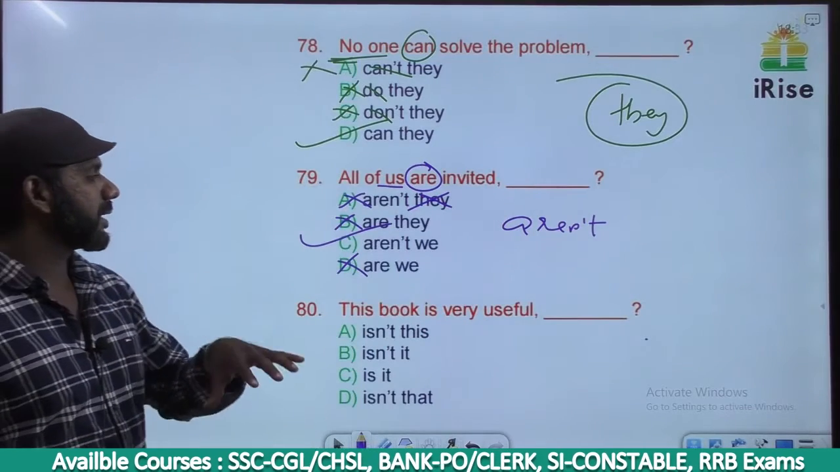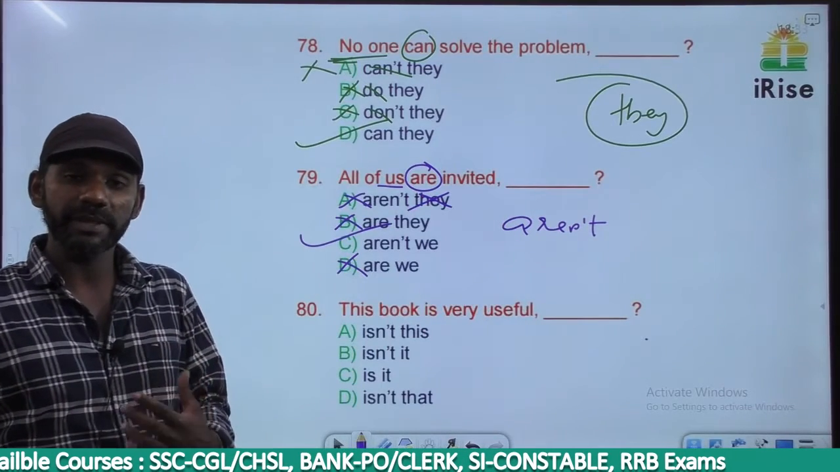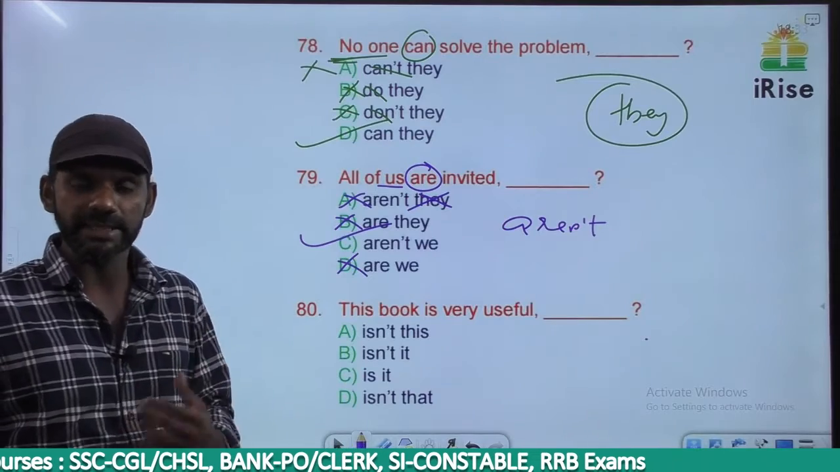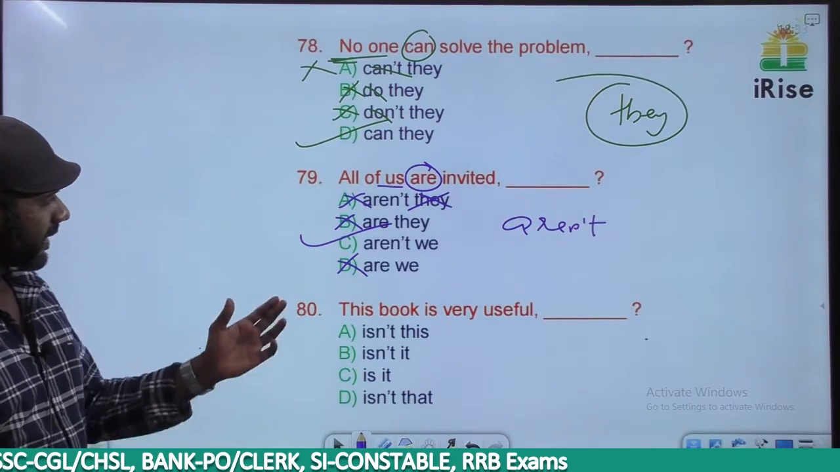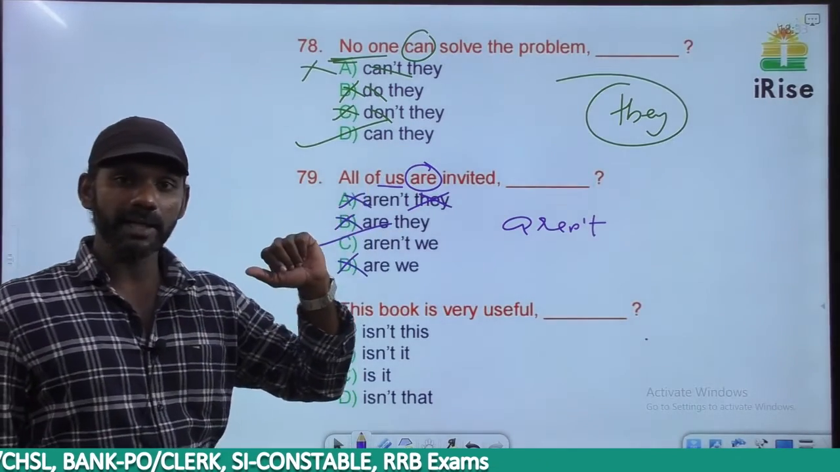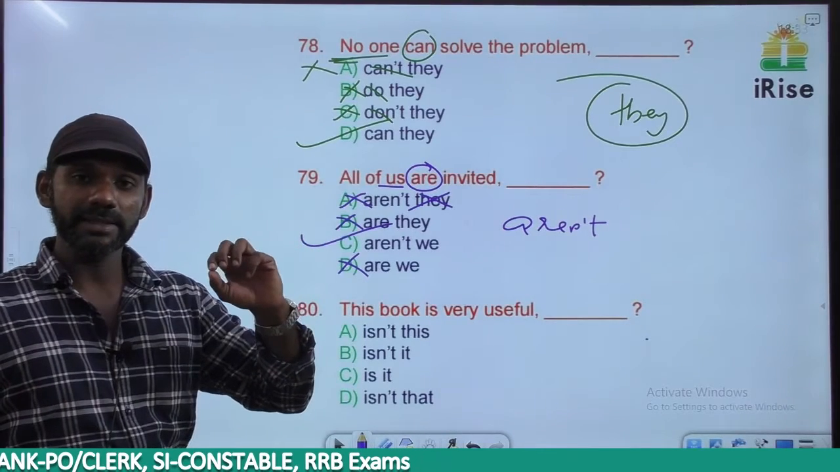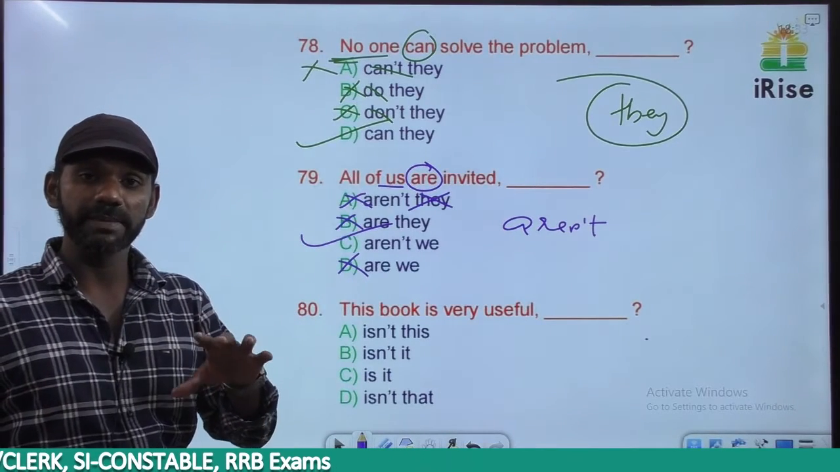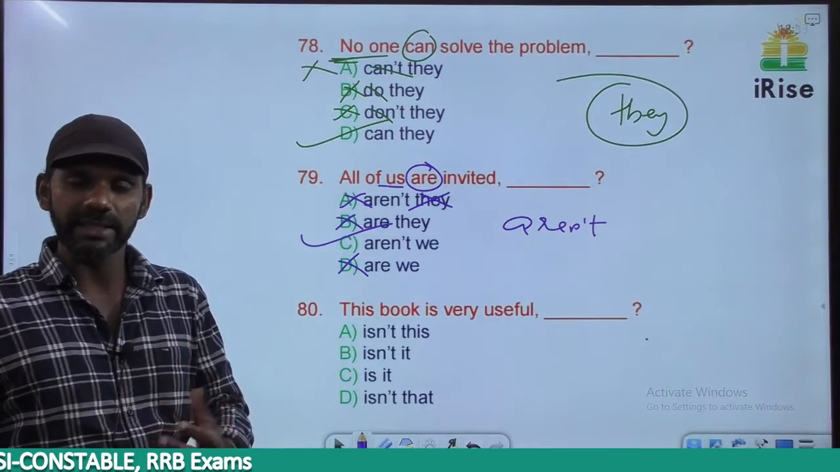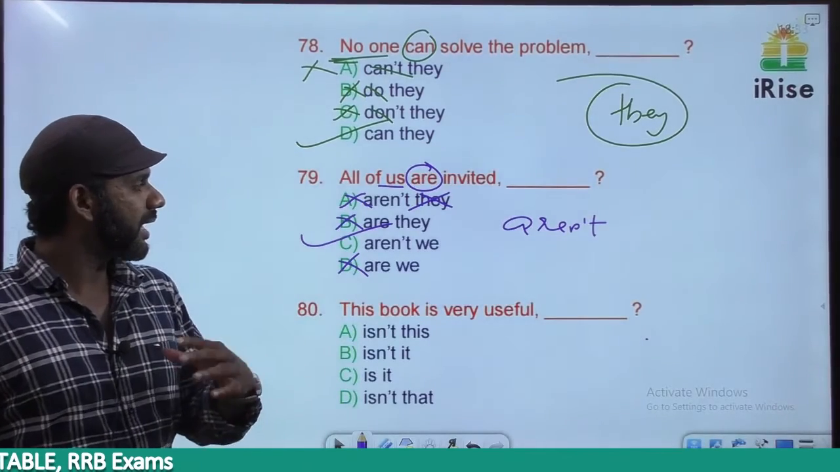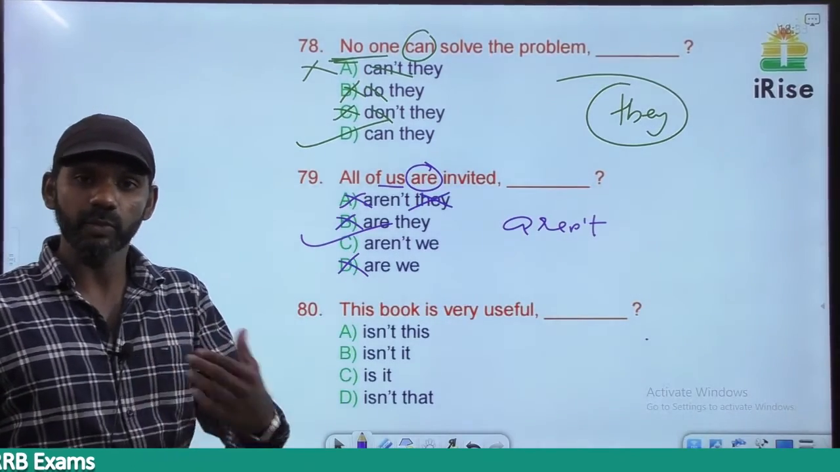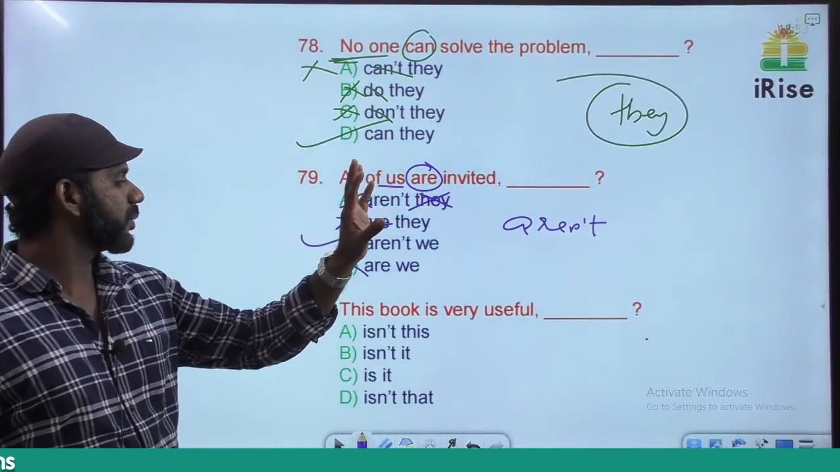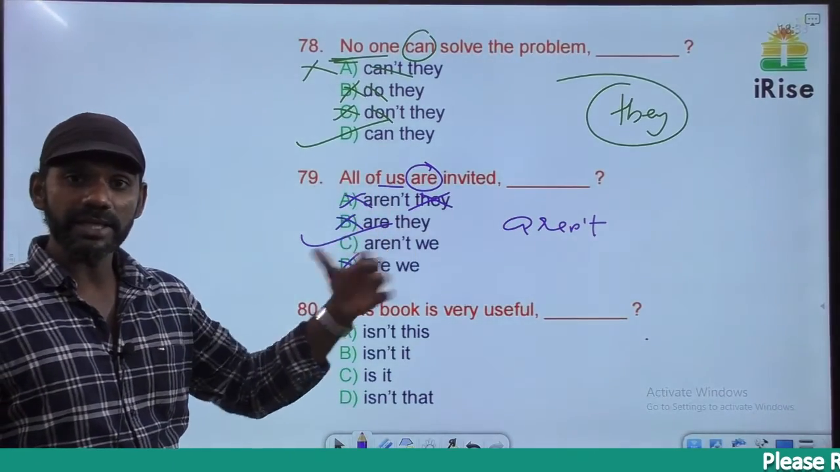All of us are invited, aren't we? Aren't we means aren't we invited? That's what I mean. If I say all of them are invited, them is objective. The subjective form of them is they. It must be aren't they. All of them are invited. Aren't they means aren't they invited? Here all of us are invited, so aren't we? Aren't we invited?